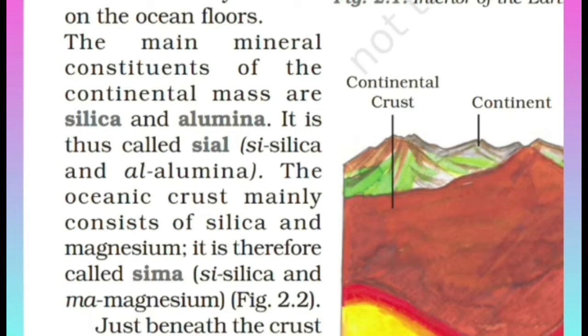The oceanic crust mainly consists of silica and magnesium. It is therefore called Sima, Si for silica and Ma for magnesium.